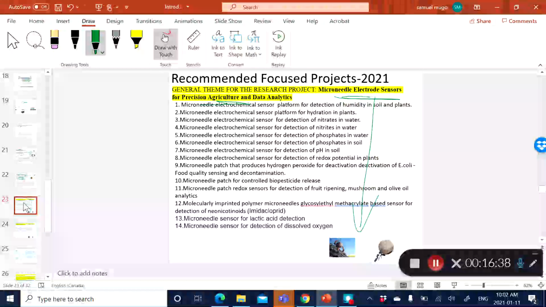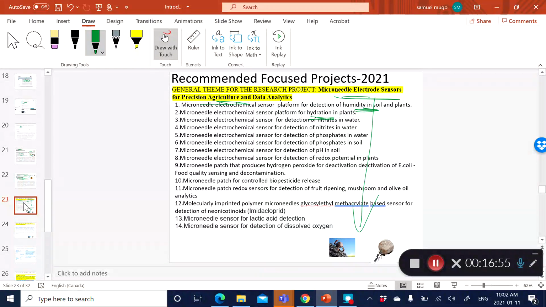So I propose maybe one student can make a sensor for detection of humidity in soil, because you can see that impacts things like the climate change and so on, water conservation, which is a big deal out there. You can also make a wearable sensor to detect hydration in plants. That way we can only water the plants on demand instead of just watering the plants, and that way you waste the water. Another person maybe can work on detection of nutrients, such as nitrates in water. Another person can work on nitrates, nitrites in water using an electrochemical sensor.